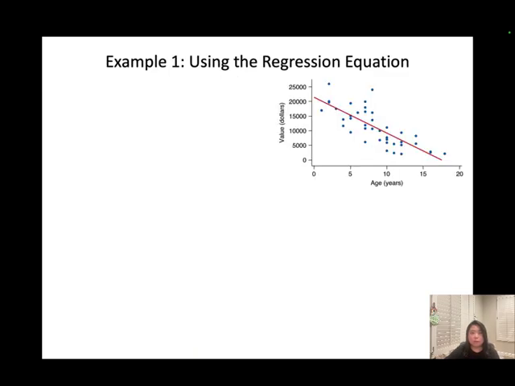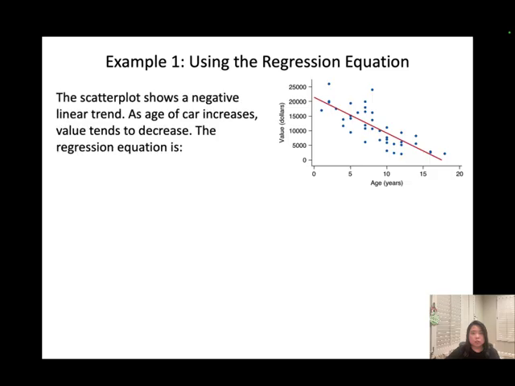Look at this example. We have a scatter plot that shows a negative linear trend. The x variable is the age of the car, and the y variable is the price of this used car. You're going to see we have a negative slope, which means as the age of the car increases, the price of the car decreases. We have the regression equation here, so let's write it down.